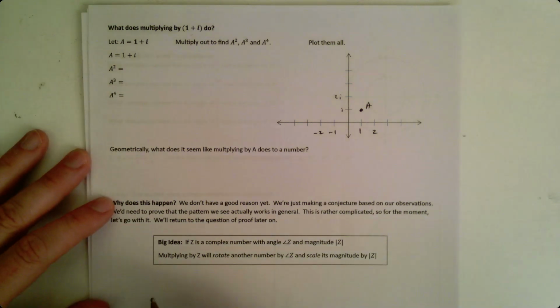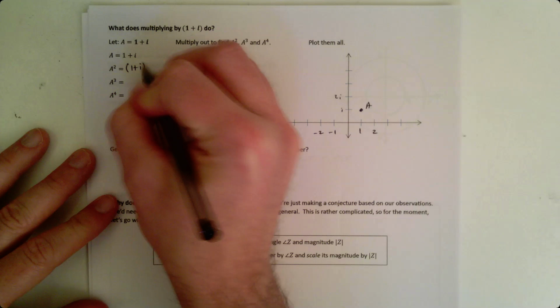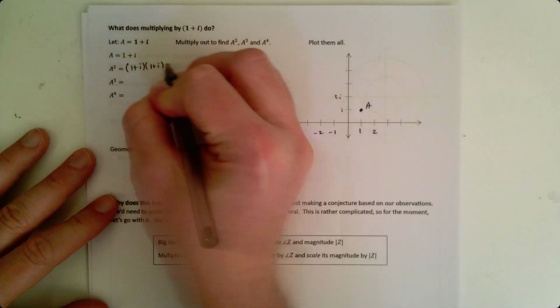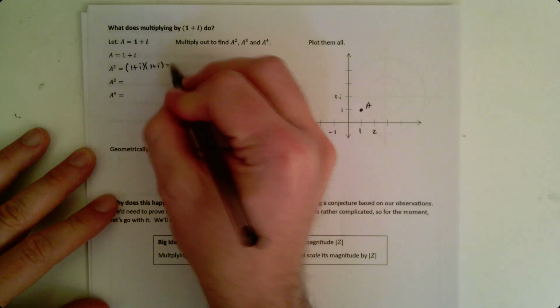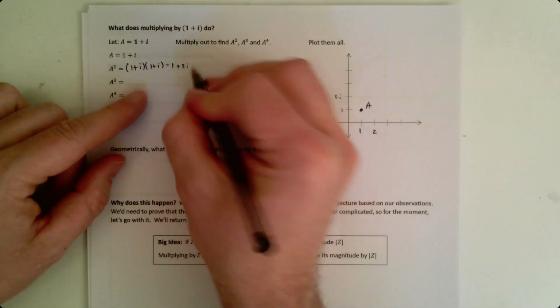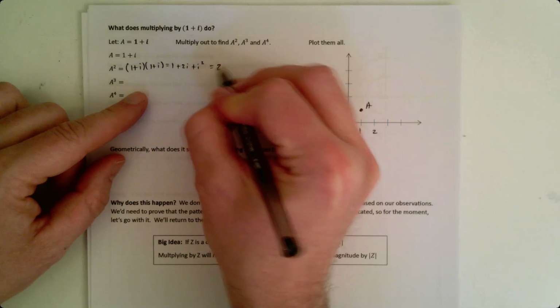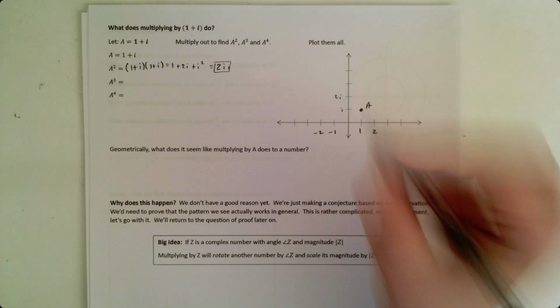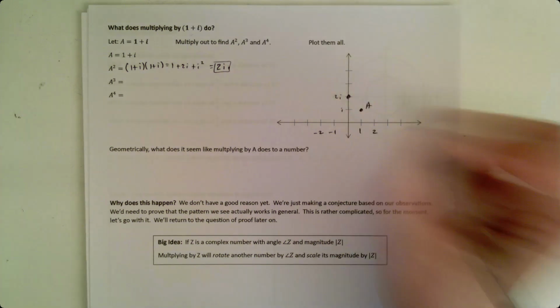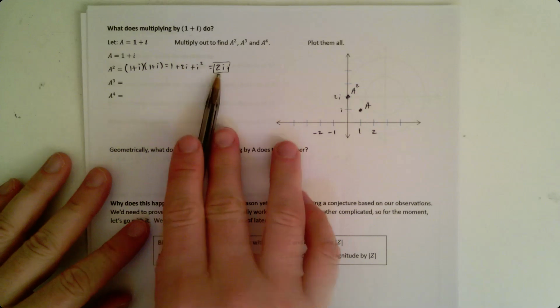Okay, I'm going to multiply out right now, right here. So this is 1 plus i times 1 plus i. That's going to give us 1 plus 2i plus i squared. i squared is just negative 1. So here I get 2i. So that's where 2i lives. So that's a squared.